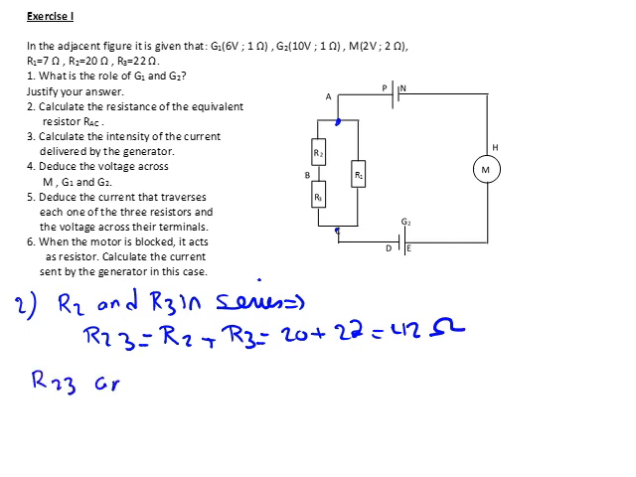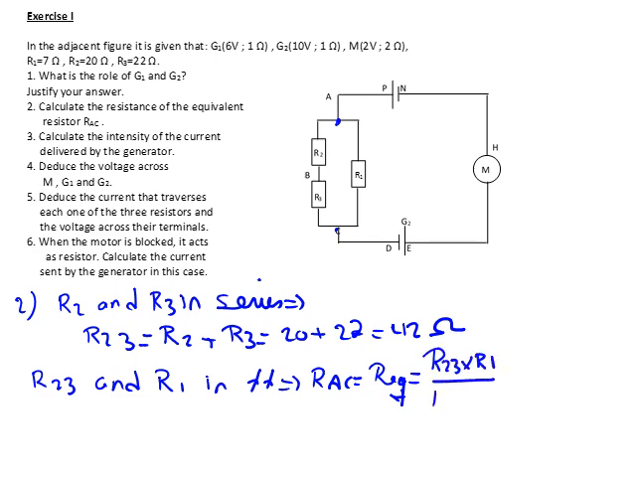R23 and R1 are in parallel, so RAC, which is R equivalent, equal R23 times R1 over R23 plus R1 equal 42 times 7 over 42 plus 7 equals 6 ohm.